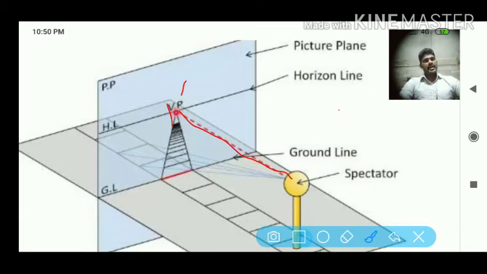For example, a railway track, and take a road. When you observe a road, at the end, what you observe is that it seems the road would end.